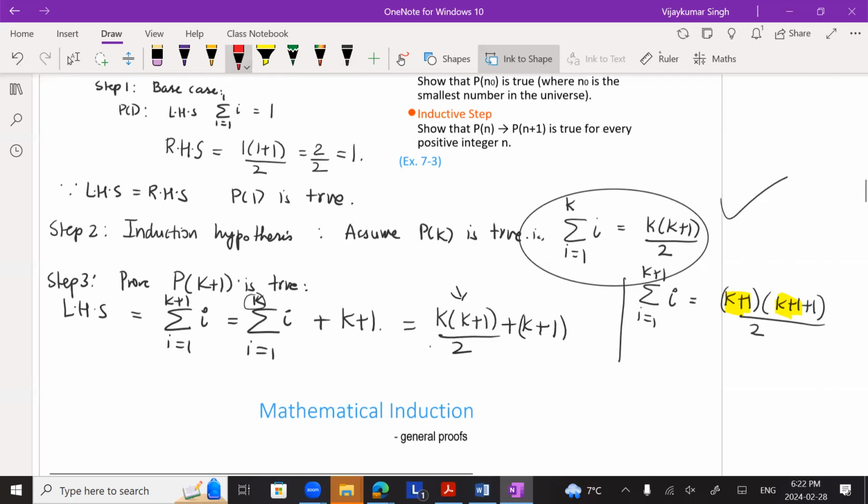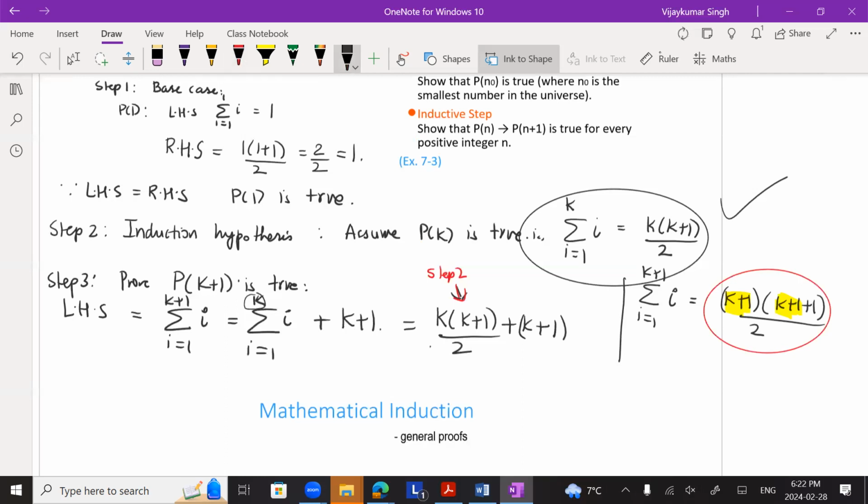This is because of the induction hypothesis. This is because of step 2, right? Yeah. That it turns, you come from 1 to k, it becomes k into k plus 1 divided by 2. All right. Now we need to simplify this to make it look like the RHS. So how do we do that?